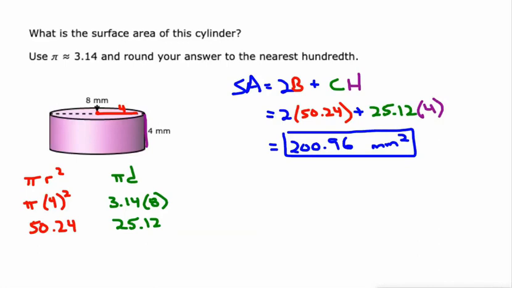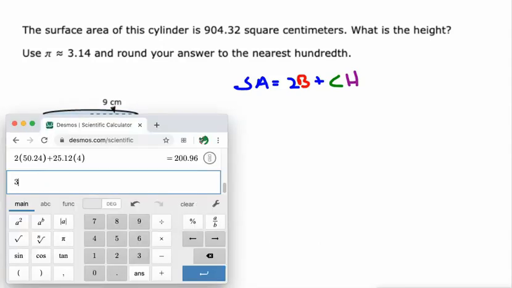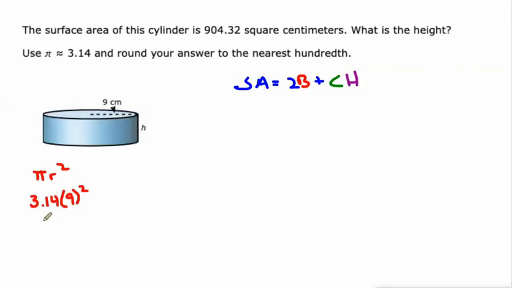All right, we'll do one more, but this one we got to work backwards to figure out the height. Formula is the same. Surface area equals 2 bases, or 2 times the area of the base, plus the circumference of the base times the height of the prism, and that's what we're trying to find. All right, let's find area of the base, pi r squared. It's always pi r squared, and we're going to use 3.14, so 3.14 times 9 squared. Or 3.14 times 81 is 254.34.